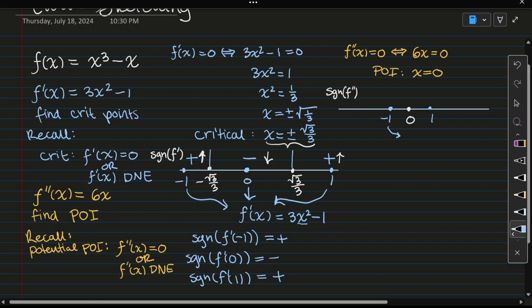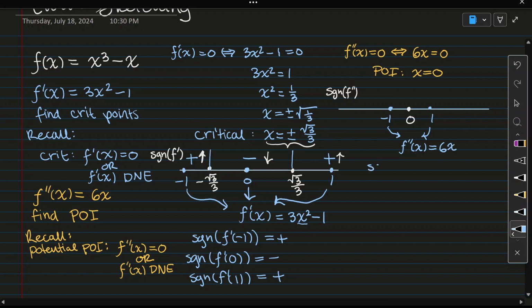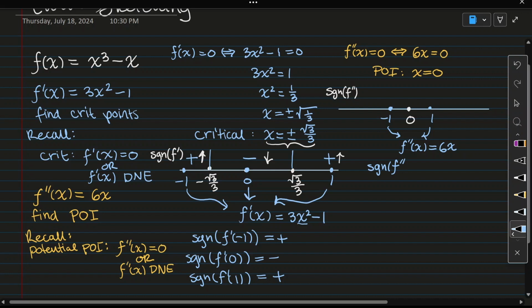And remember, I need to plug these not into f prime or even f, but f double prime. This is what I care about. Remember that f double prime of x is 6x. So I want to know what the sign of f double prime of -1 is. If I plug in -1 for this x here, I get -6, so I'm going to have a negative.